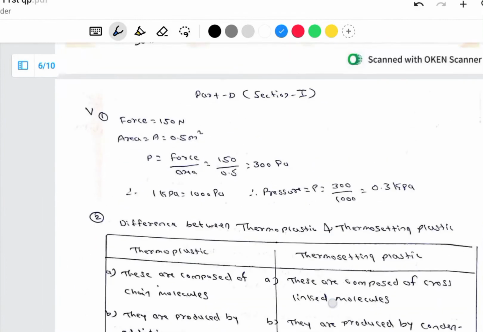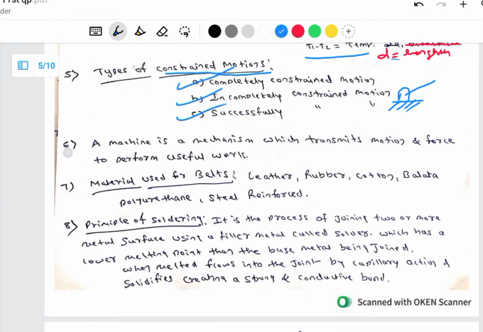So here, the machine is a mechanism which transmits the motion and a force to perform the useful work.